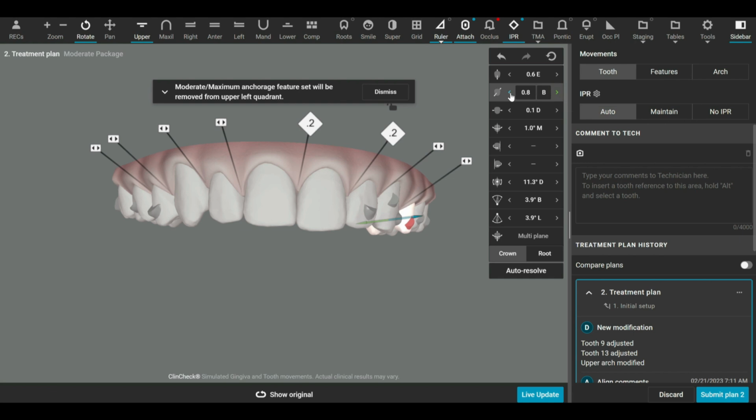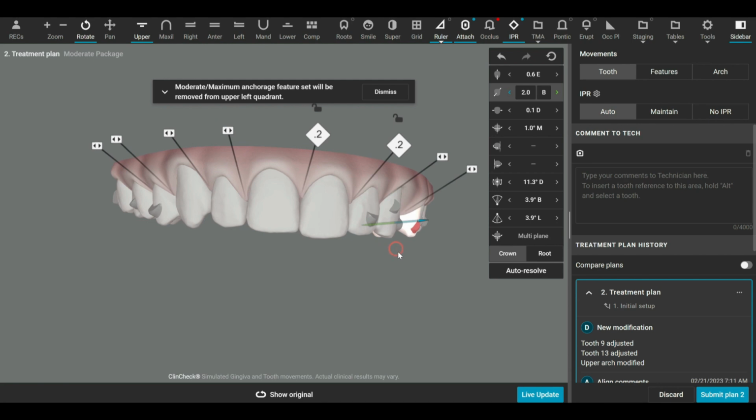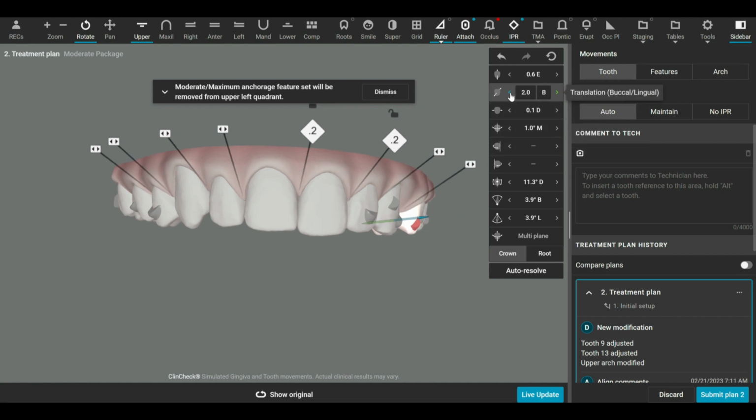So I'm translating the tooth, and you can see that it's moving out, and you can see that there's no change in the buccal lingual inclination in this tooth because the root apex and the crown are moving the same. So that's translation.